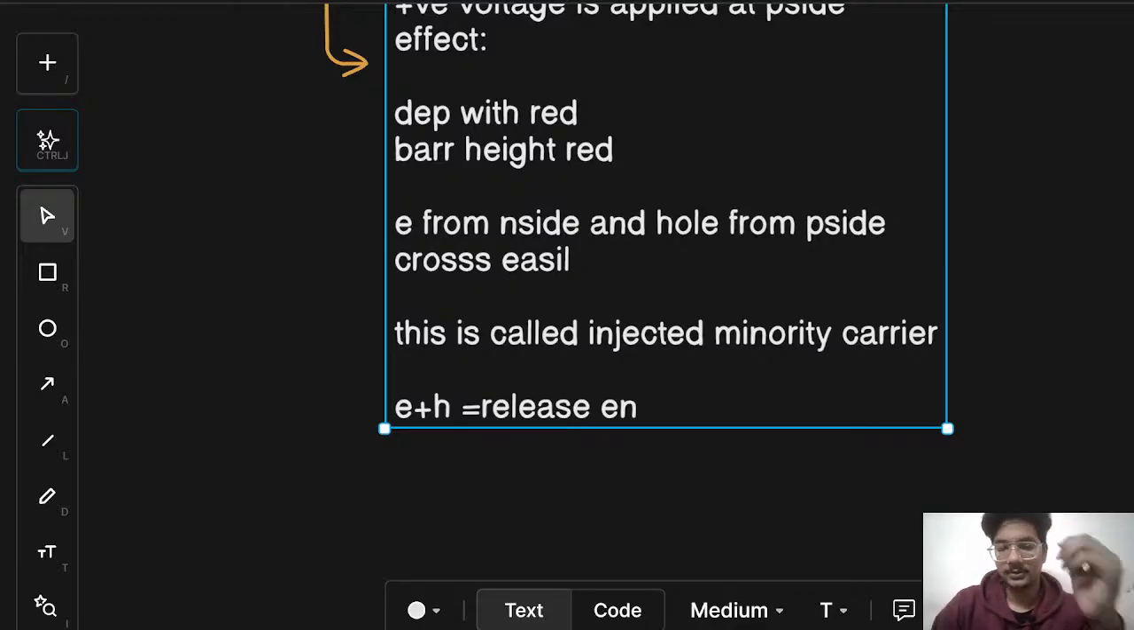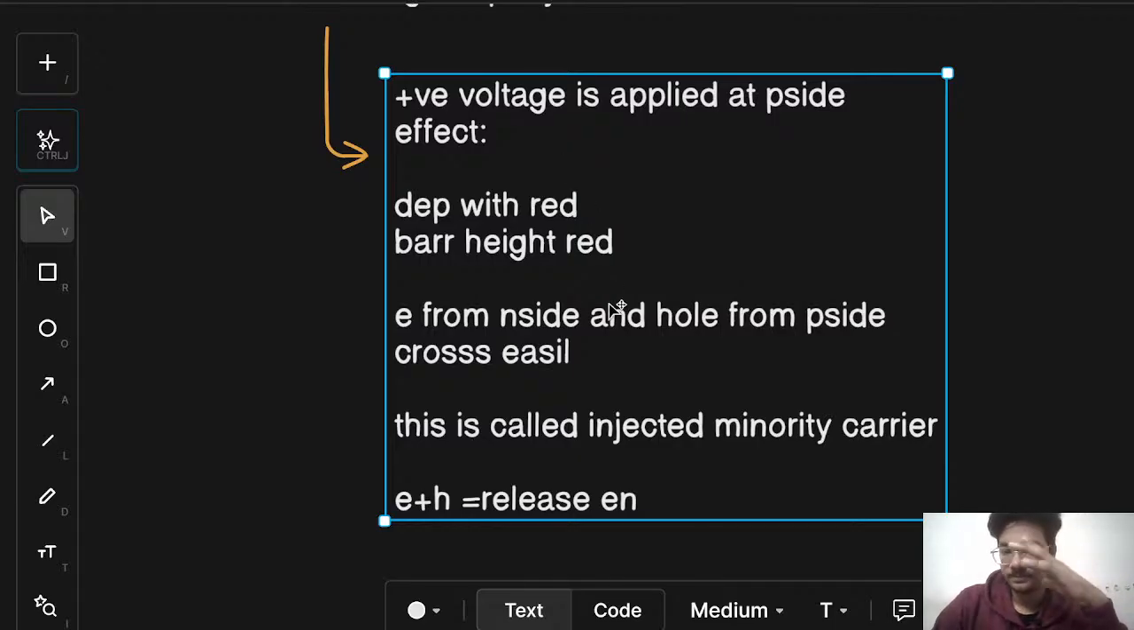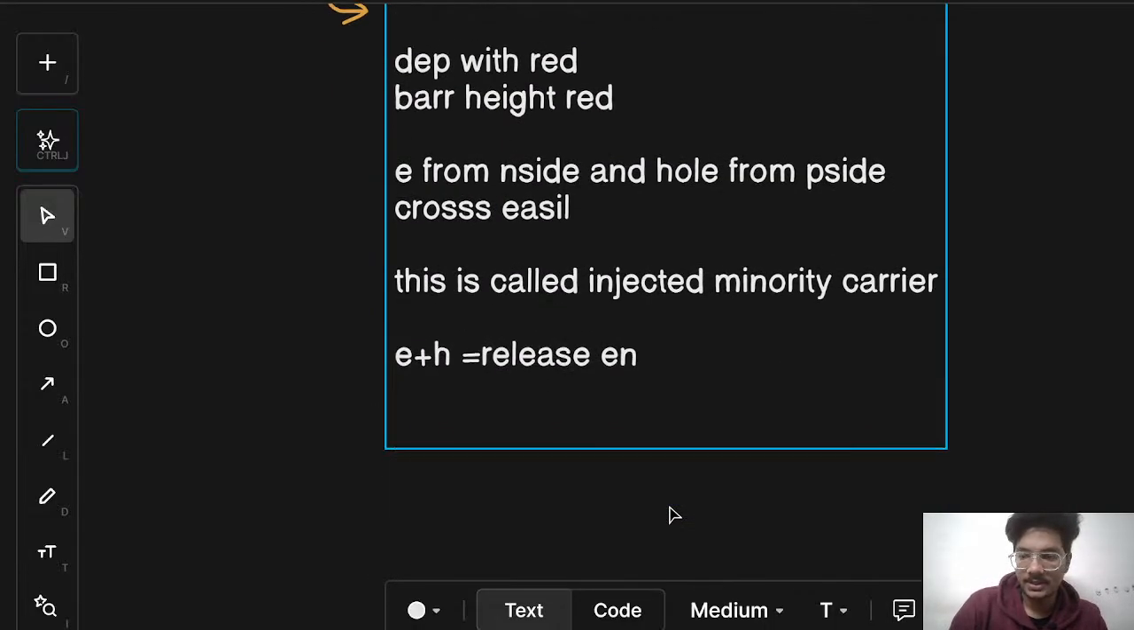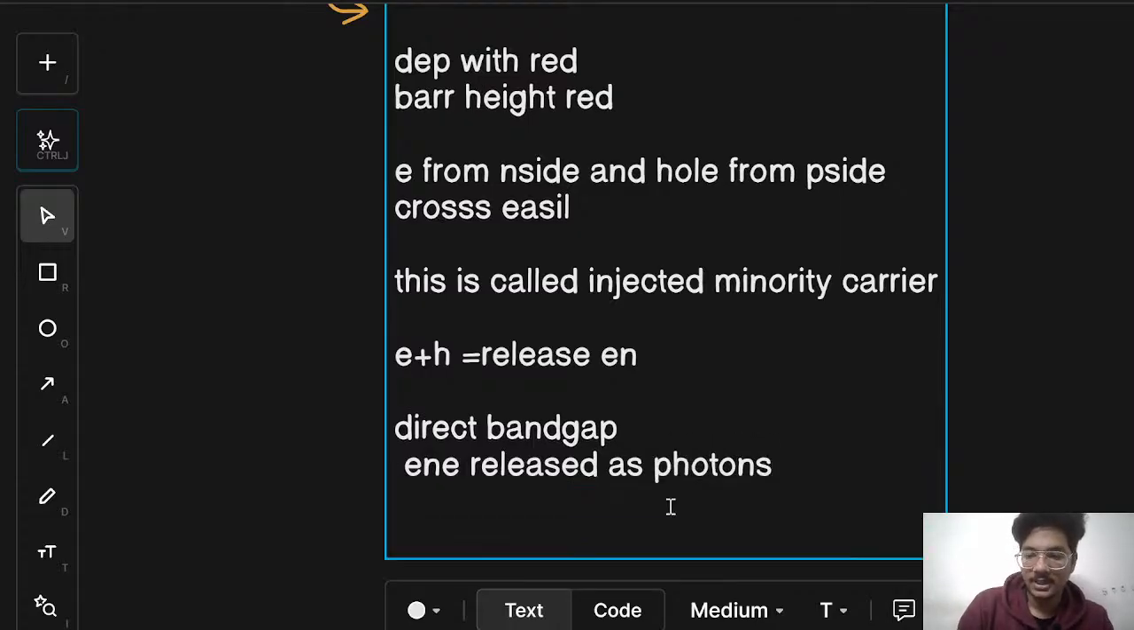So what happened? After doing this in the forward biased PN junction, a current flows, and the electron combines and releases energy suitable for the semiconductor diode band gap, and this releases a photon. So what happened? Band gap and energy released, released as photons. Okay, and this is the basic.